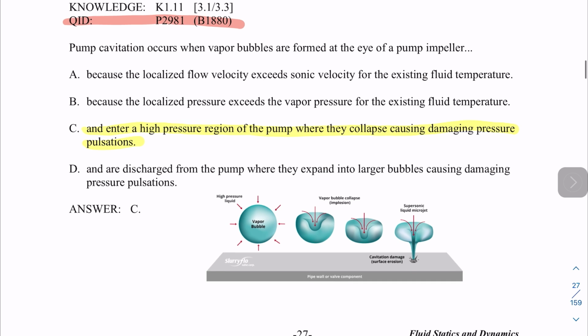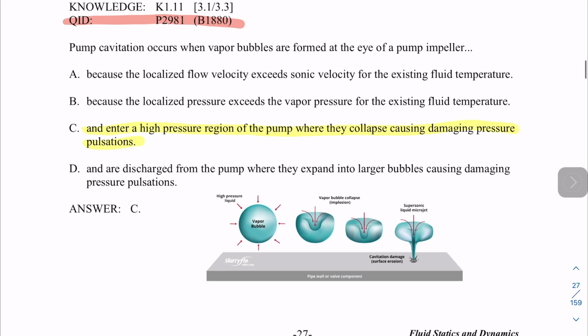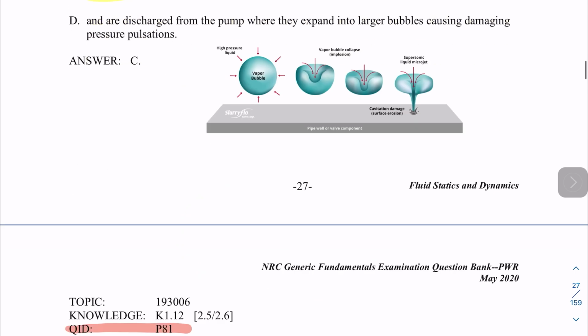Next question, P2981. It's another concept question. Pump cavitation occurs when vapor bubbles are formed at the eye of the pump impeller. Then they enter a high pressure region of the pump where they collapse, causing damaging pressure pulsations, like here. We already saw that before.